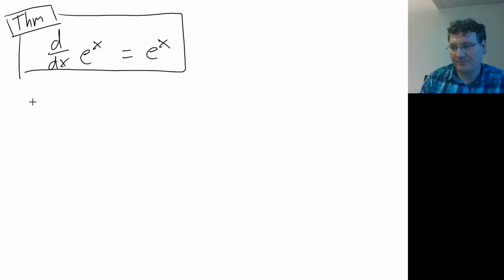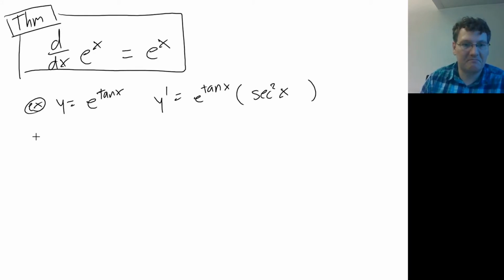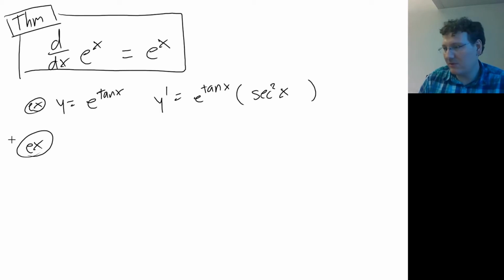For example, y equals e to the tan x. We want to find y prime. Okay, so it's going to be e to the tan x. But the chain rule says we're going to multiply this by the derivative of the tangent of x, which is the secant squared of x.